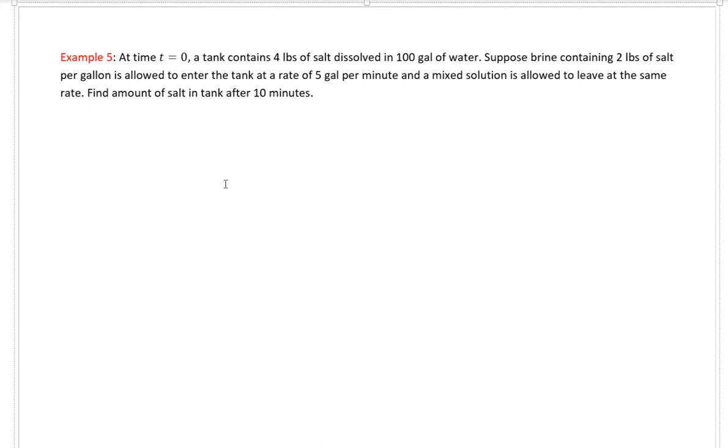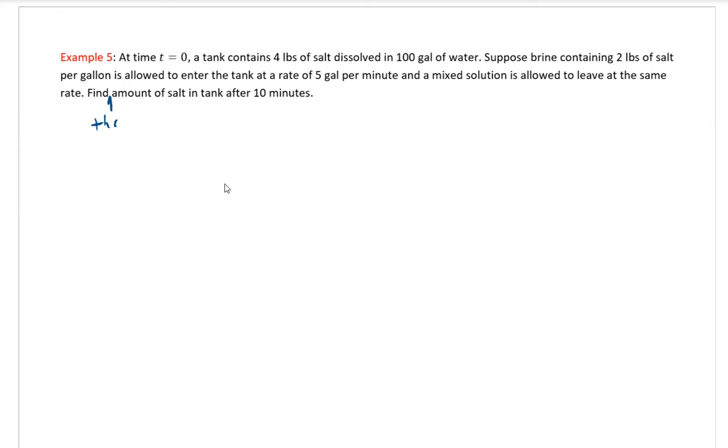Alright, so at time t equals 0, a tank contains 4 pounds of salt dissolved in 100 gallons of water. So we have a little bit more of an applied example. Suppose brine containing 2 pounds of salt per gallon is allowed to enter the tank at a rate of 5 gallons per minute, and a mixed solution is allowed to leave at the same rate. Find the amount of salt in the tank after 10 minutes.